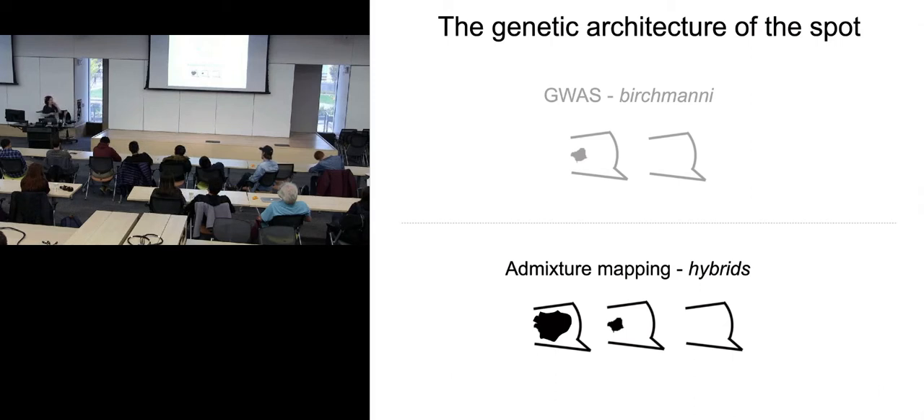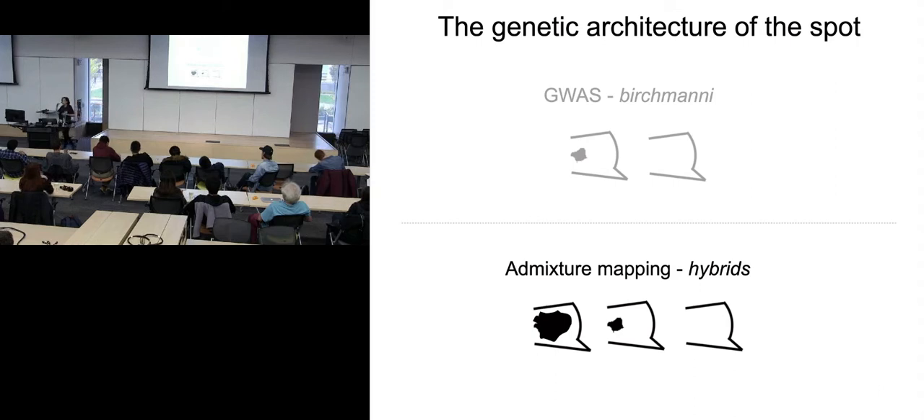So the first thing we wanted to do was to confirm that in hybrids, the genetic basis of the spot was the same as in the parental species. Because it seems like it should obviously be true, but anyone who's worked with genomic data knows that sometimes you have unpleasant surprises like that. So the first thing we did was basically classify our hybrid individuals. We had about 230 hybrids as spotted or not spotted.